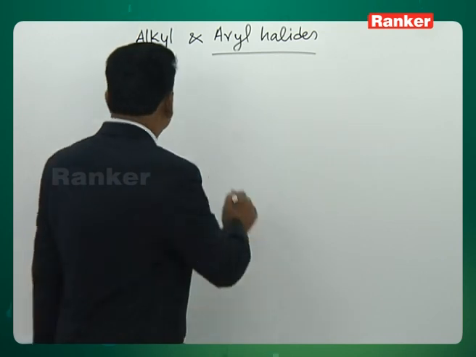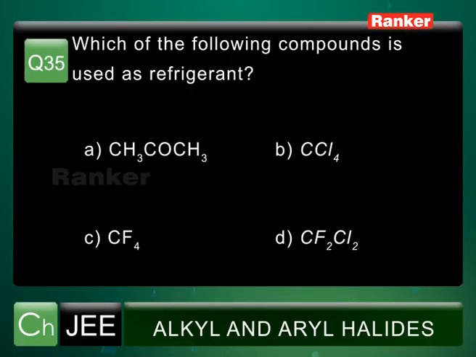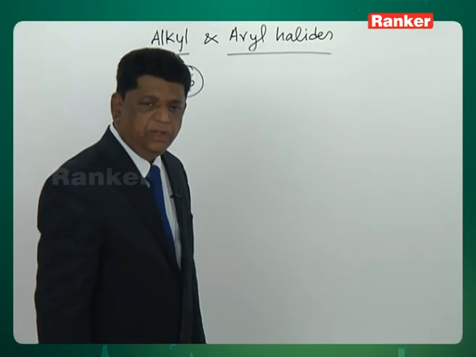Go to the next question, 35. Which of the following compounds is used as a refrigerant? It didn't mention specifically what type of refrigerant it is. In general, the fluorochloro compounds are used as refrigerants. Option A is acetone, there is no fluorine, chlorine. Option B, tetrachloromethane. Option C is tetrafluoromethane. Option D is the fluorinated, chlorinated compound. So therefore, the answer goes to D.